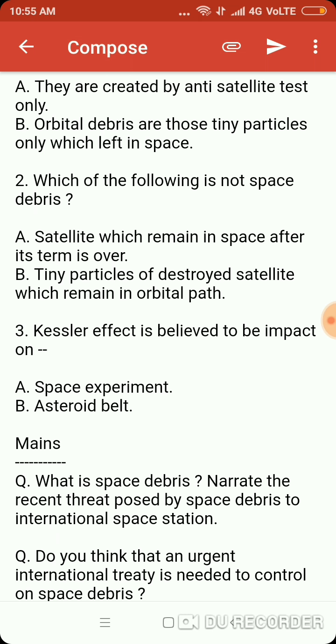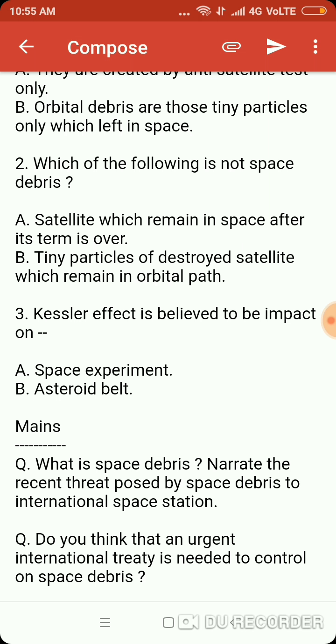Question number 2. Which of the following is not space debris? A satellite which remains in space after its term is over. Tiny particles of a destroyed satellite which remain in the orbital path. Question number 3. The Kessler effect is believed to impact space experiments and the asteroid belt. In that way, you can prepare notes for mains. What is space debris? Narrate the recent threat posed by space debris to the International Space Station. Do you think that an urgent international treaty is needed to control space debris?